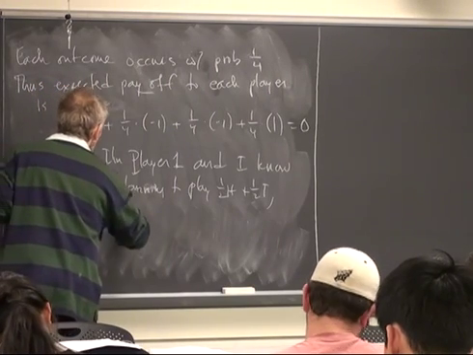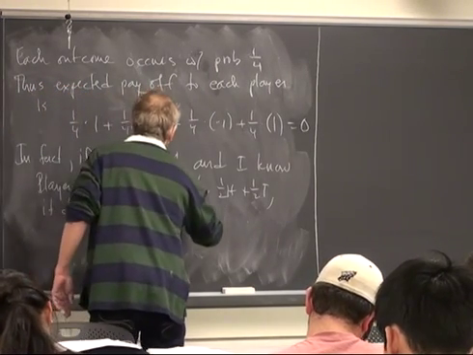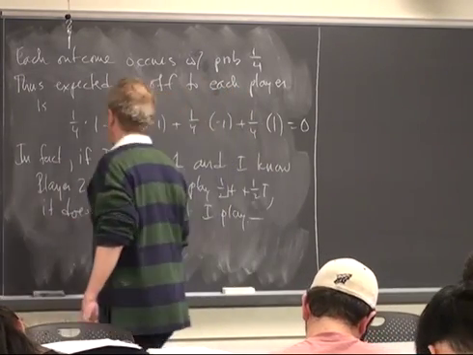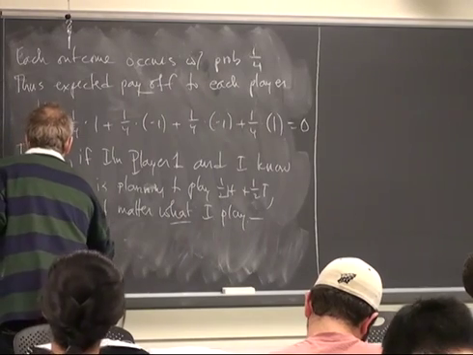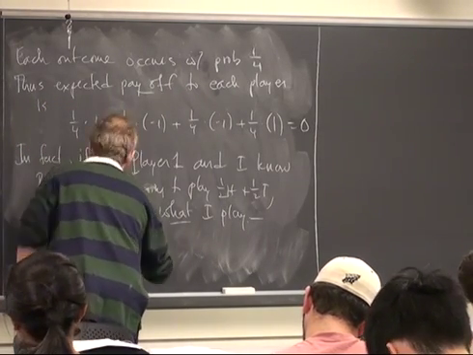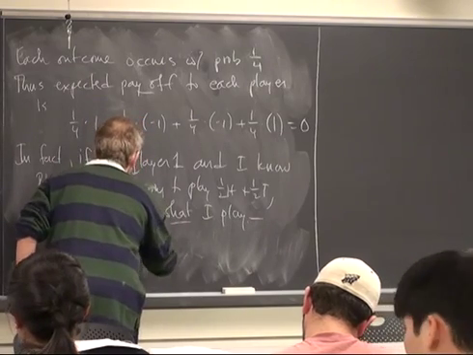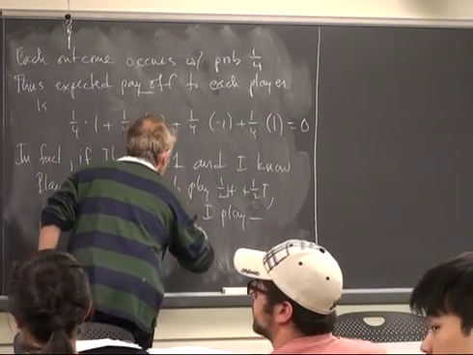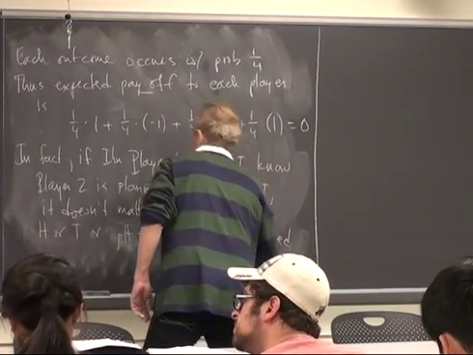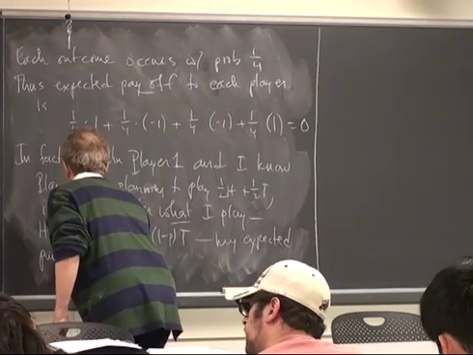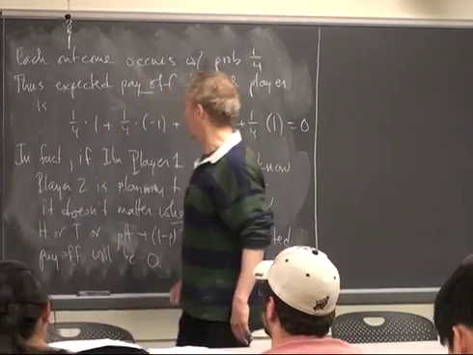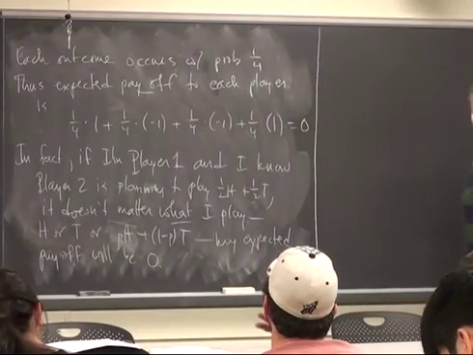So it doesn't matter what I play. I could play H or T or some mixture, say alpha PT pH plus 1 minus PT. My expected payoff will still be 0 if player 2 is playing 1/2 H plus 1/2 T.